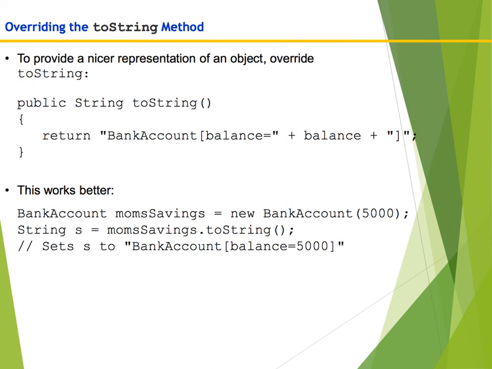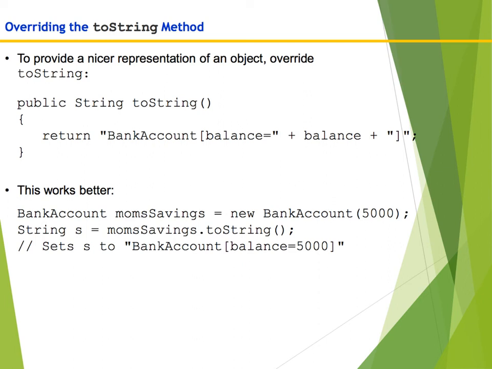So as you saw, the toString method of the Object class doesn't provide an understandable and meaningful representation of an object. So if you want to provide a nicer representation of an object, you need to override the toString method. This is how we do it for BankAccount, for example.